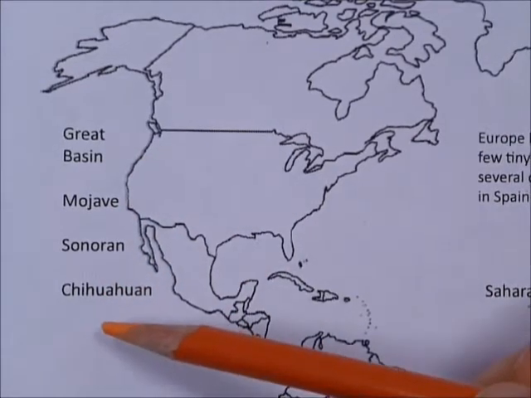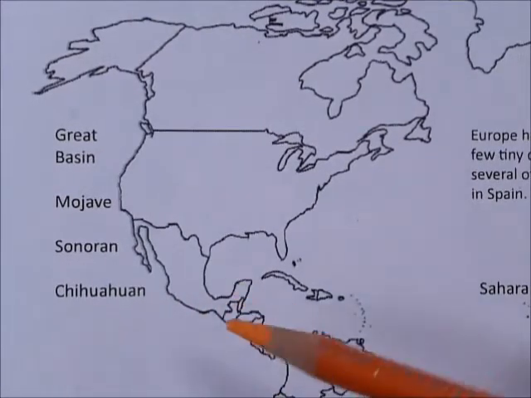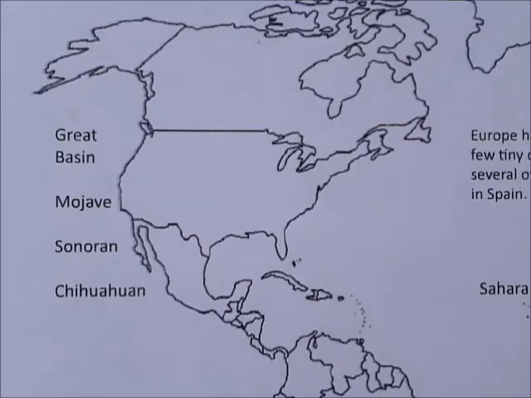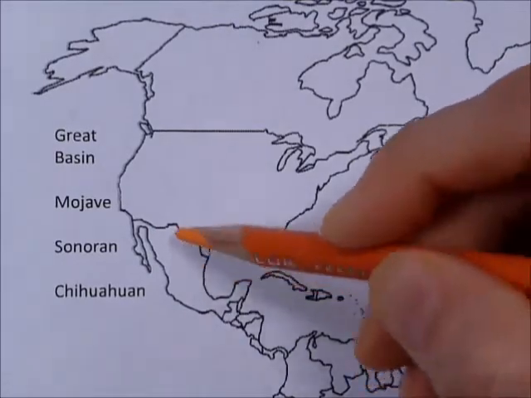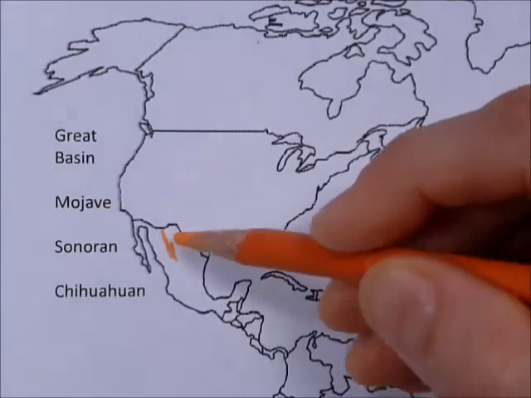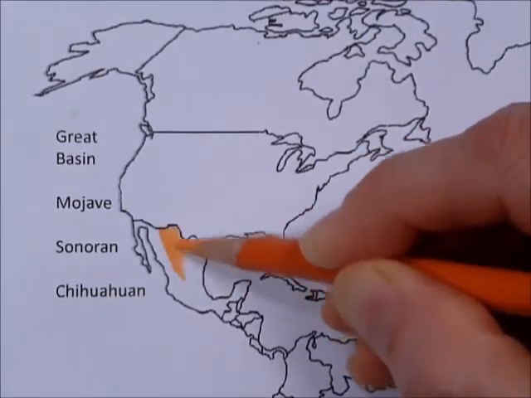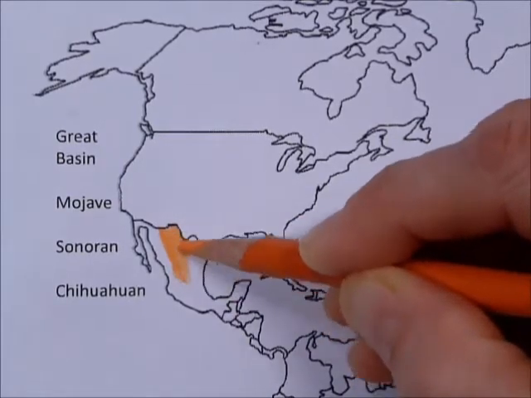Let's start with the Chihuahuan. It looks like Chihuahua. The Chihuahua is an area in Mexico. So this is mainly in Mexico. I'm going to use orange. You can use a different color. And I'm going to color in a section of Mexico like this.